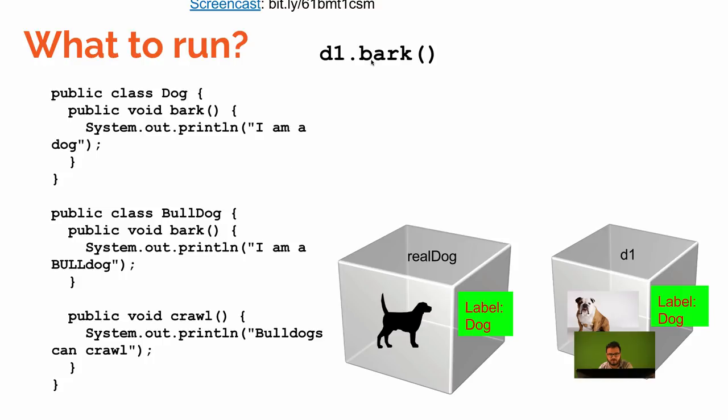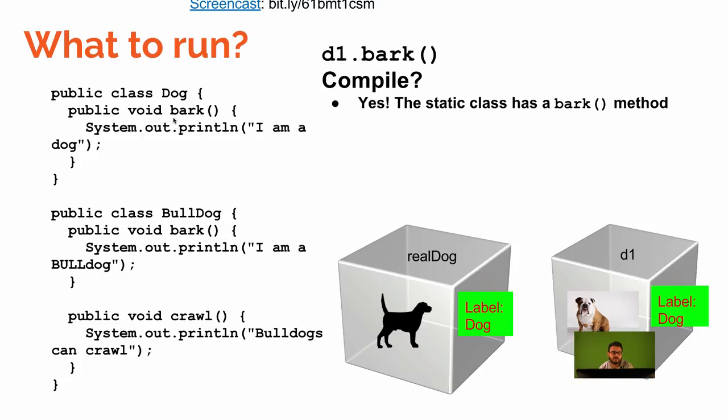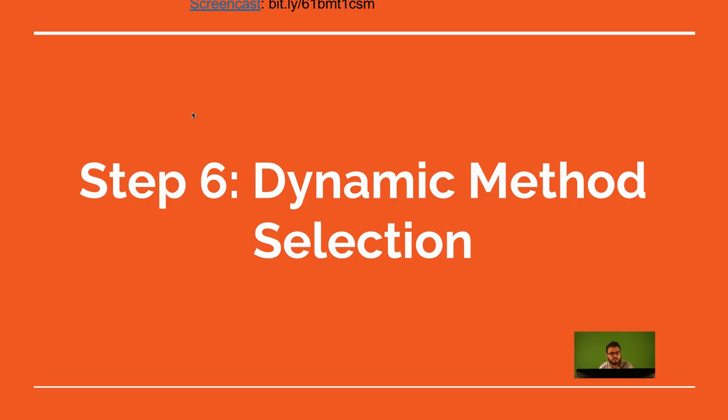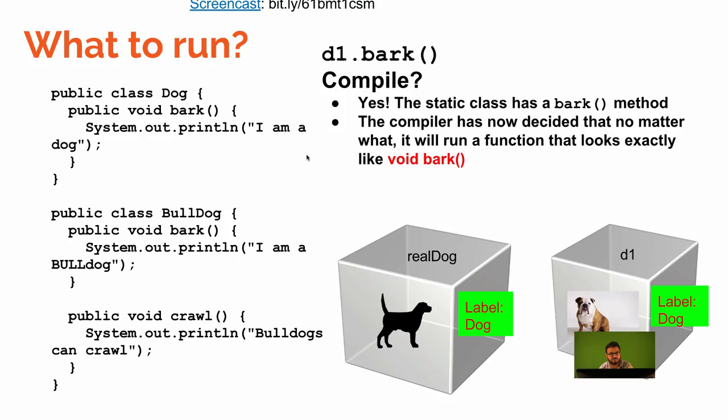So at d1.bark, the compiler first sees the label dog. It asks, does the dog class have a bark method? Yes, the dog class has a bark method. So the compiler says, okay, I see a bark method, I will let you compile. The compiler has not even seen the bulldog method yet. The compiler lets you compile because of the dog method. But what actually runs? To answer that question, let's talk about dynamic method selection.